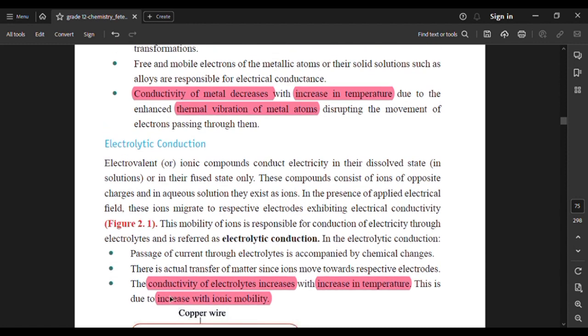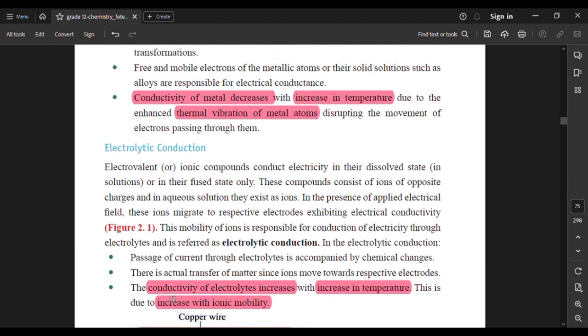So this is all about two types of conduction or conductivity. The first one is metallic conductivity. Metallic conductivity occurs in pure metals and metal alloys. As well as electrolytic conductivity. Electrolytic conductivity means a substance that can dissociate into ions when dissolved in a solvent, for example water.